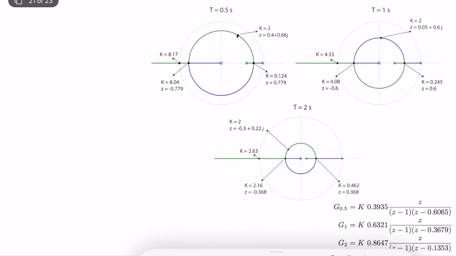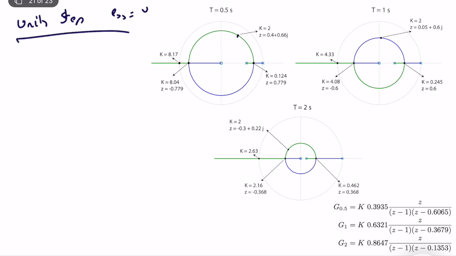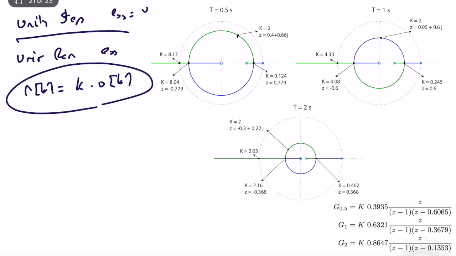First of all, as you can see, these are both type 1 systems. For unit step, the steady state error is equal to 0 for all cases, so we don't have any information there. So what we can do is compute the unit ramp response, where the unit ramp is r of k equal to k times u of k.